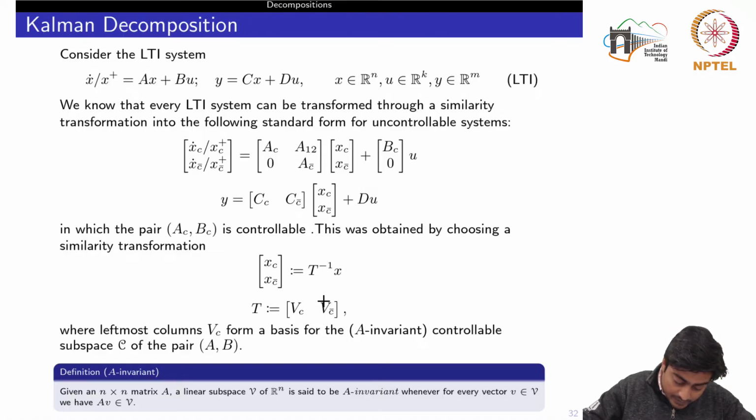Now here the leftmost columns of this Vc form a basis for the A invariant controllable subspace of the pair A, B. So try to visualize this. Here I have also recalled the definition of A invariant: given a square matrix A of dimension n, a linear subspace V is said to be A invariant whenever for every vector v belonging to that subspace we have Av also belonging to that subspace. So this is the A invariant controllable subspace. Now the basis is the minimum number of vectors required to span this subspace, right? These vectors are basically the leftmost columns of this matrix Vc.